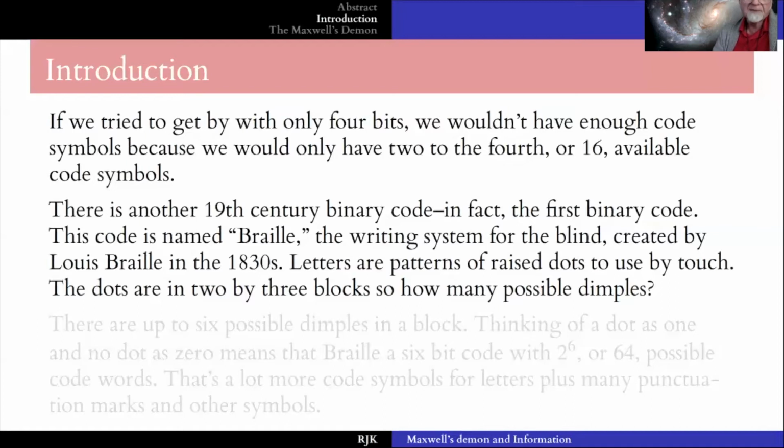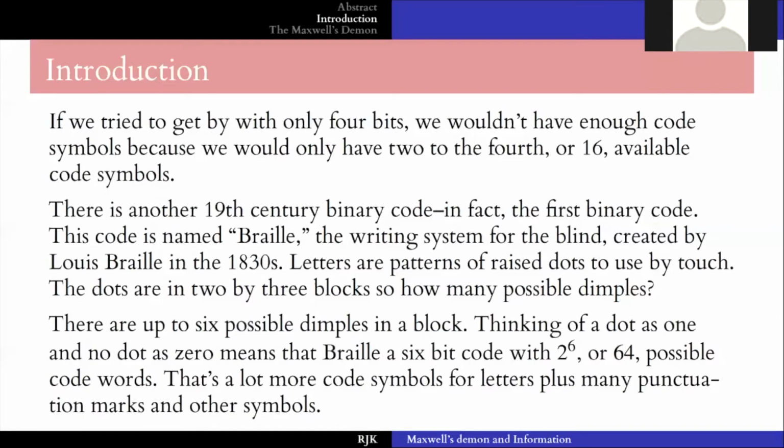How many possible letters or symbols could be in the Braille one? Since we have 2x3 blocks, how many possible blocks are there? 64. Yes.